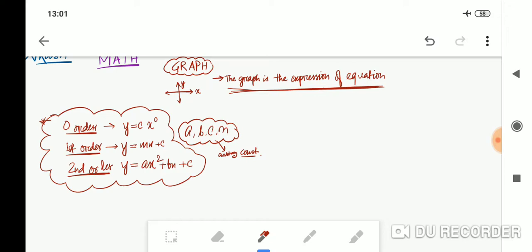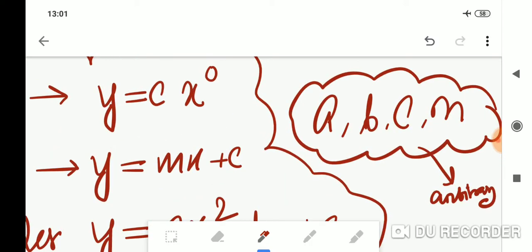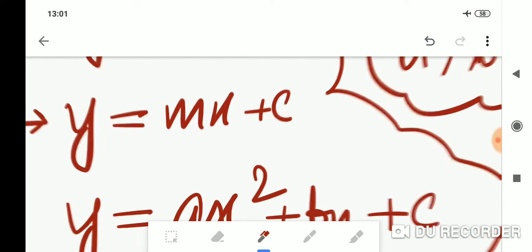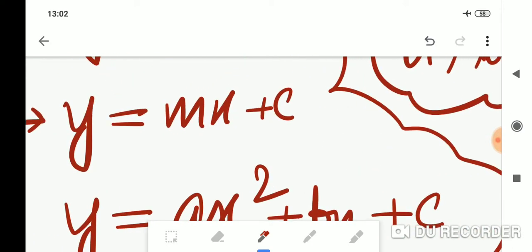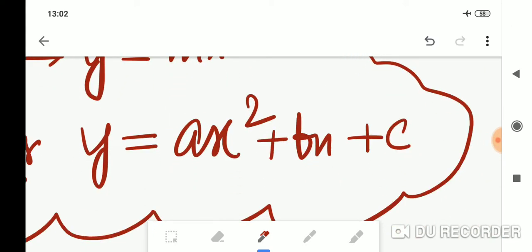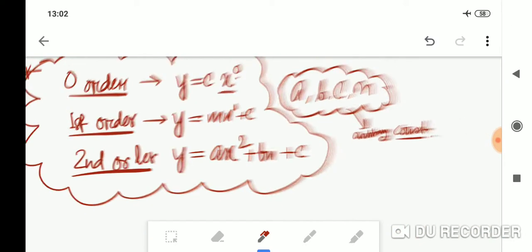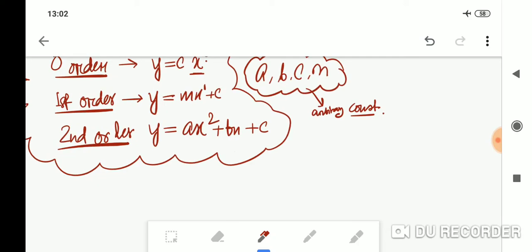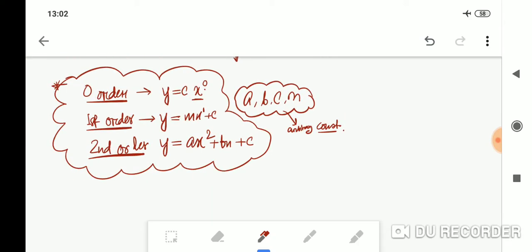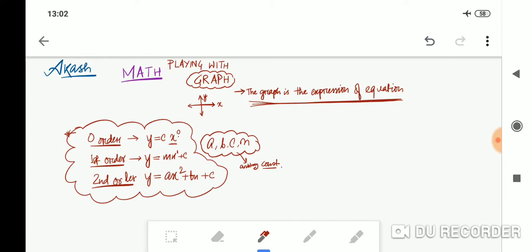But we have to move from the basics. For any kind of graphs, we have to move from our basics. See, zero order means the maximum power of x is 0. Maximum power of x is 1. Maximum power of x is 2, so a two order equation. We will be plotting these graphs. We'll know why the graph is the expression of an equation.